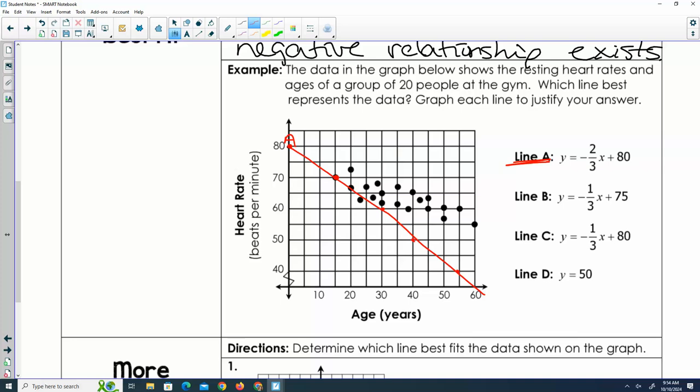Does that look like it follows my points? No, it is well below them. All the points are above my line, so it is not a good model.